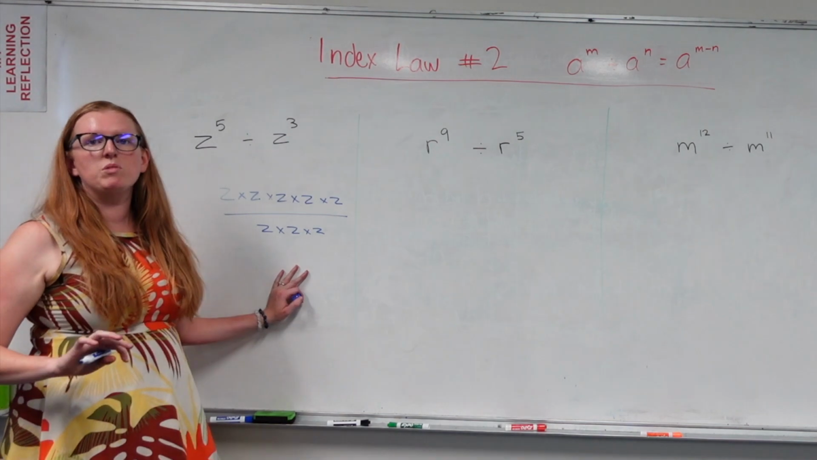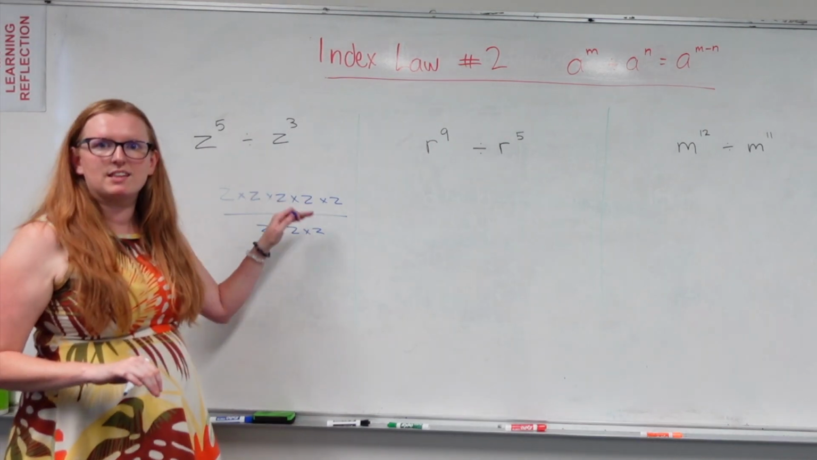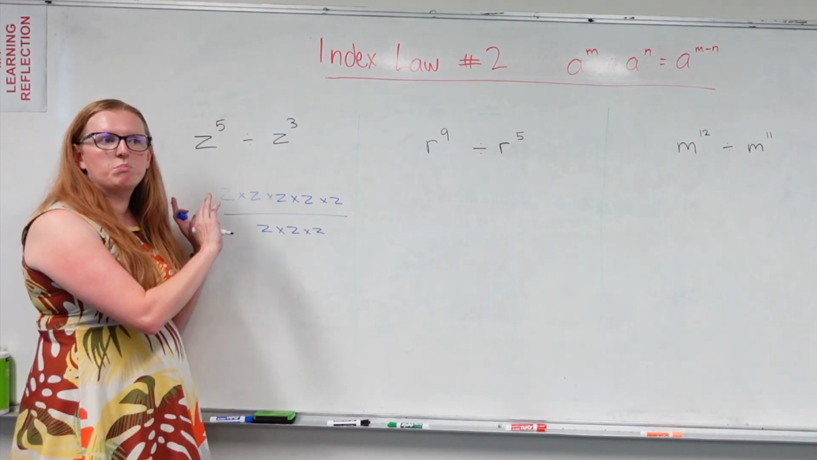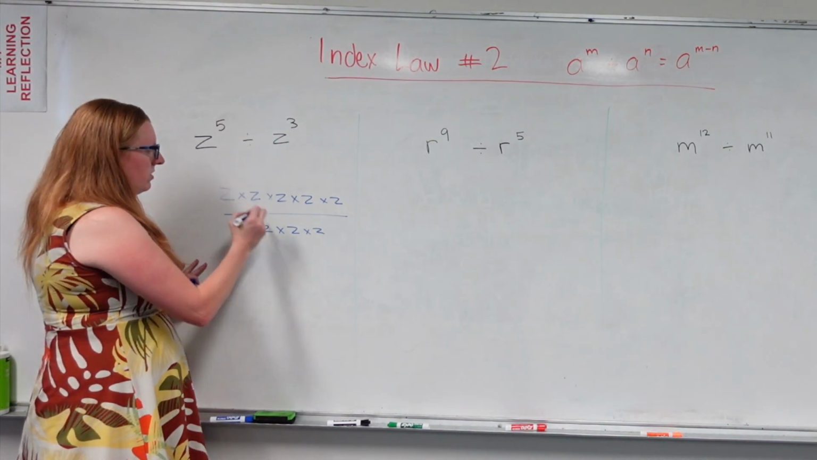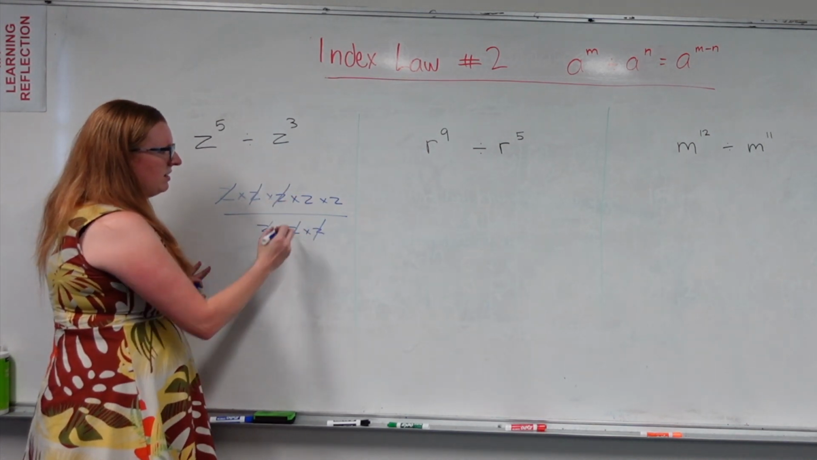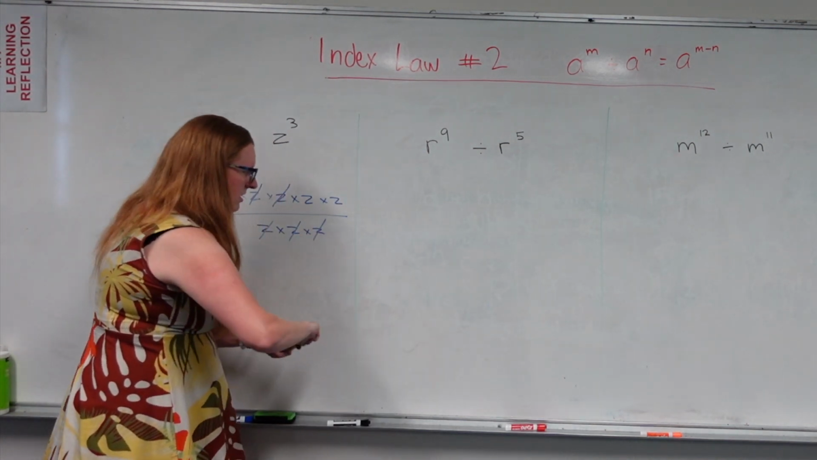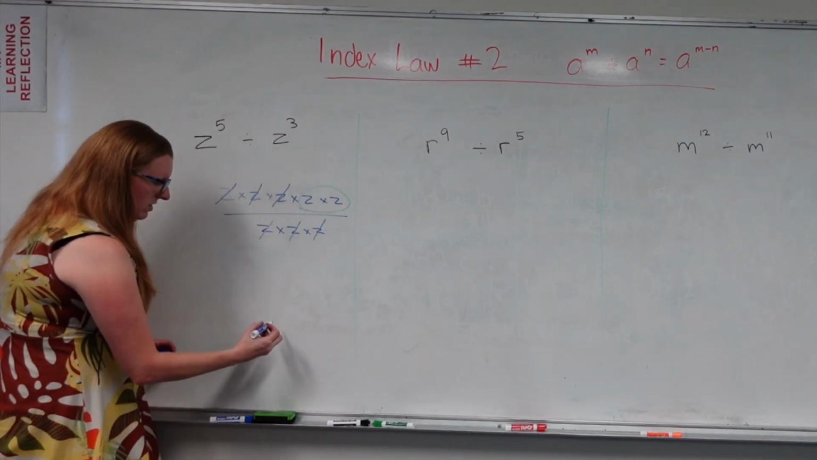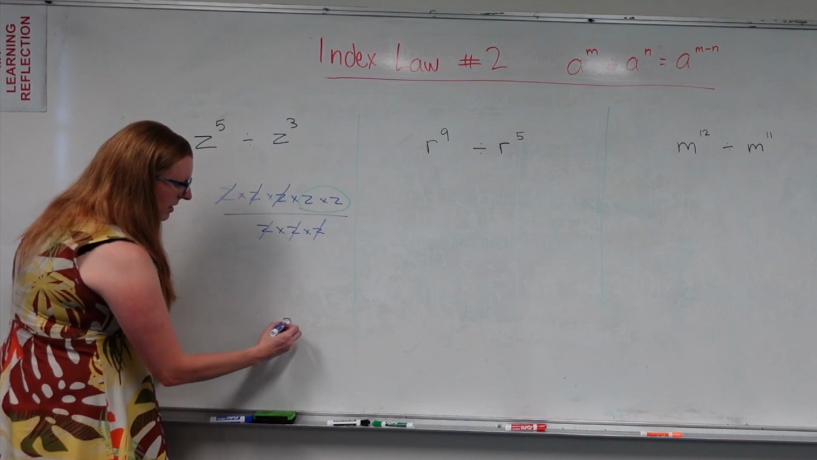And now anytime when we have a fraction like this, we've got division and it's written like a fraction, I can cancel things out if they appear on the top and the bottom. So this one can go and that one can go, this one and that one, this one and that one. So I'm only left with 2 z's. So the final answer will be z to the power of 2.